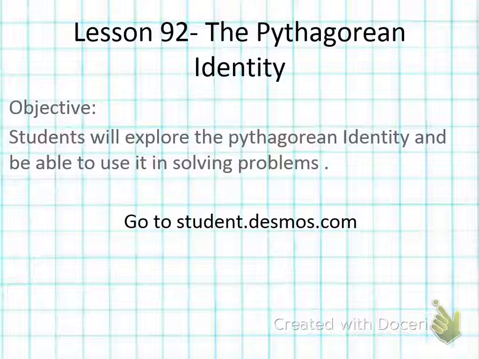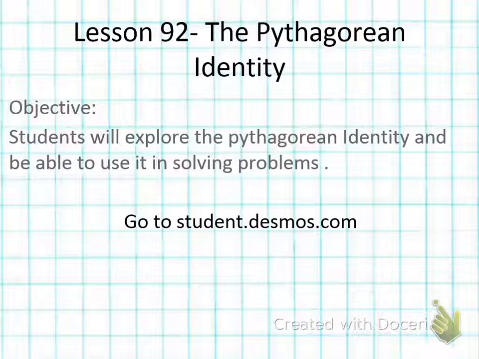Alright, this is lesson number 92. We're going to be talking about the Pythagorean identity today. So this name Pythagorean might sound familiar. We know the Pythagorean Theorem. We'll see how that connects a little later on.